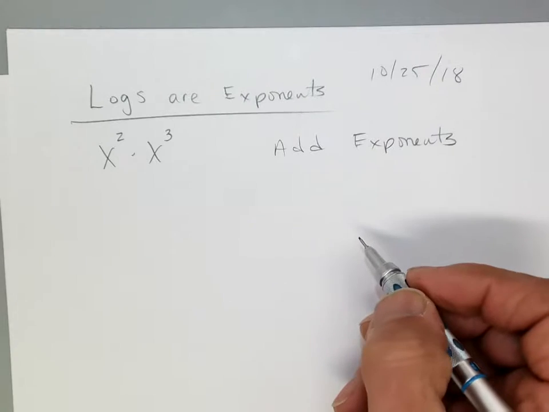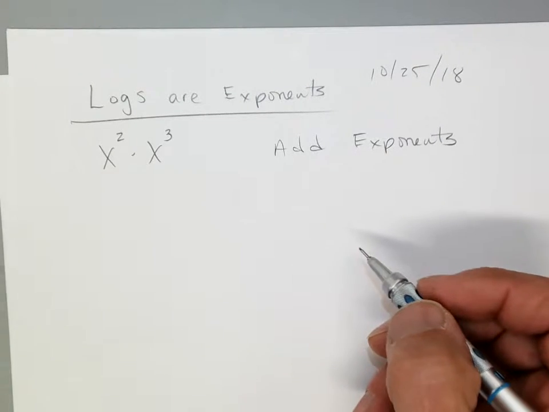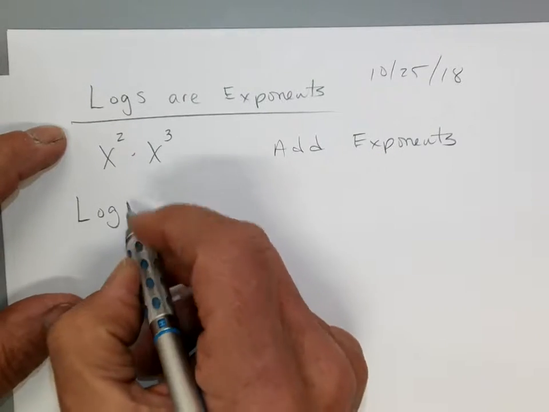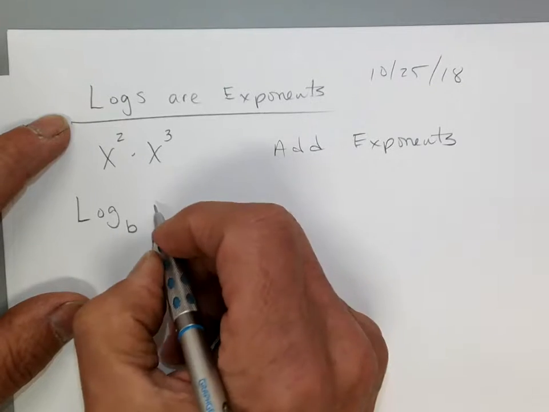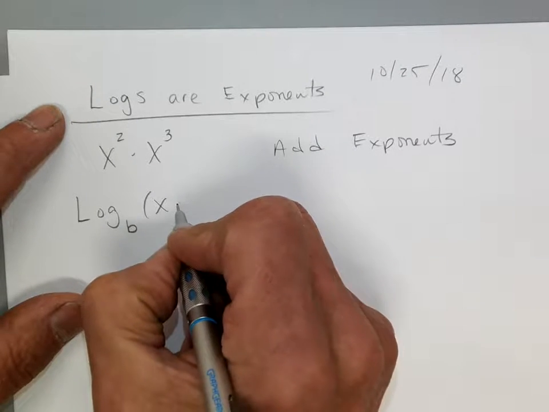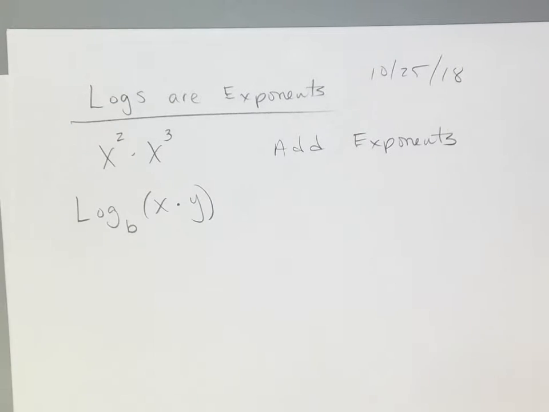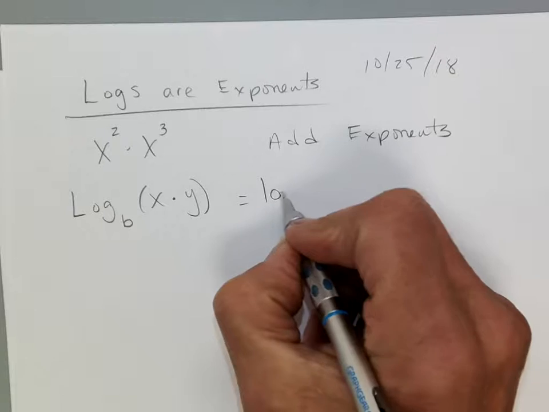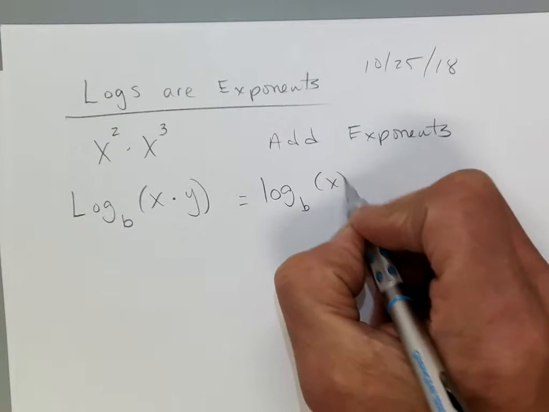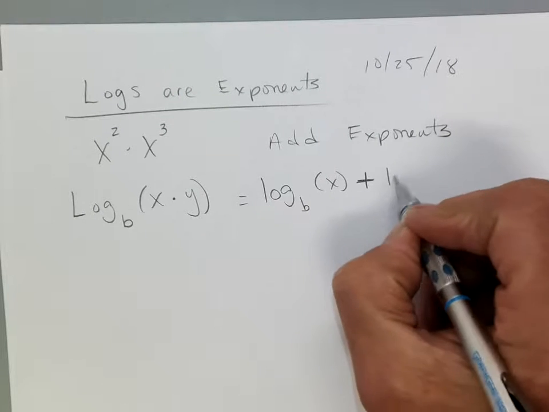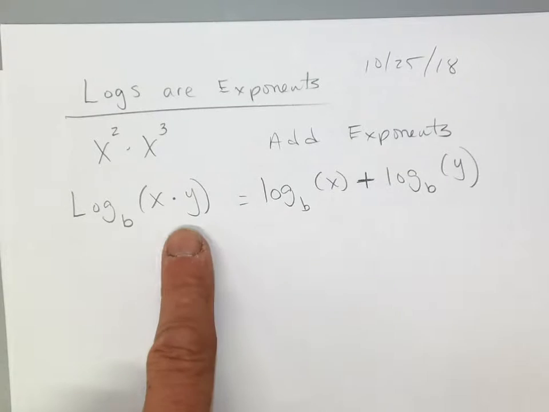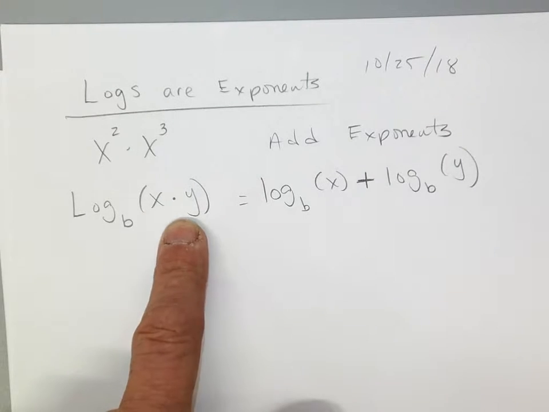Now, as far as log rules go, this is what we really want. I'm putting this down so you'll understand the rule. If I have log of some base of two things, let's say an x times a y, logarithms are exponents. What we can do is rewrite this. We're going to, in a sense, take it apart. We're going to rewrite this as log base b of x plus log base b of y. This is our rule. So when we multiply with logarithms, we can break this apart as two separate logs.